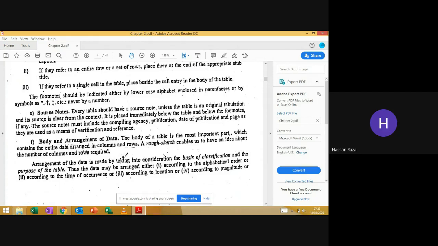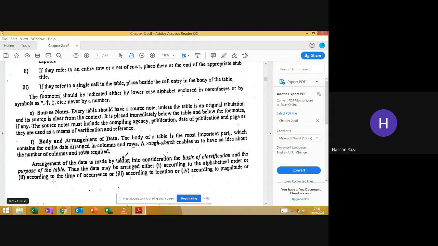The arrangement of data is made by taking into consideration the basis of classification and the purpose of the table. As we have discussed, always place the columns or rows on a preferential basis. You should prefer those columns and rows which have the most important information. Likewise, in a university, first of all, the student's registration number and their name are placed because these are the most important information.